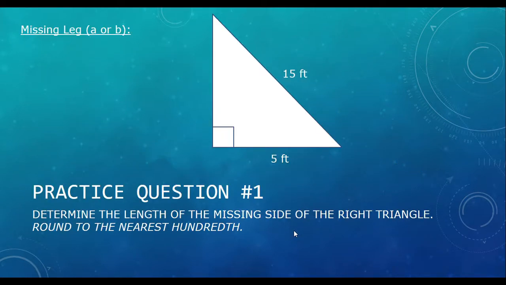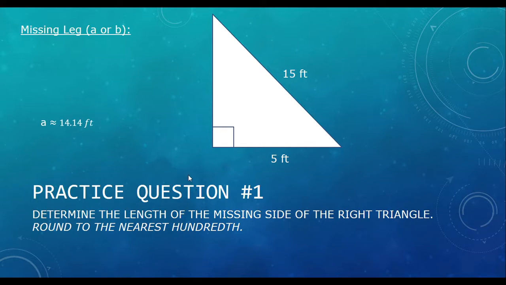Here's your first practice question with Pythagorean theorem. I'd like for you to determine the length of the missing side of the right triangle and round to the nearest hundredth. So you'll need a calculator. And we're trying to find a missing leg. So I'm going ahead and giving you that information. We're solving for a leg here.